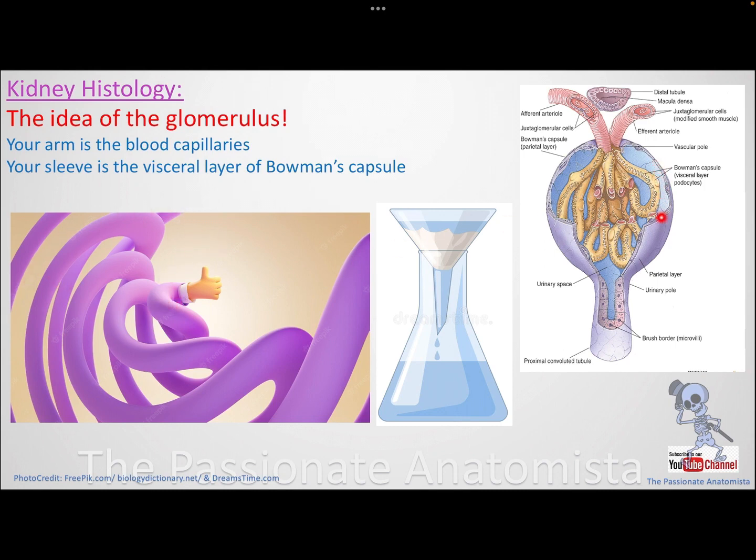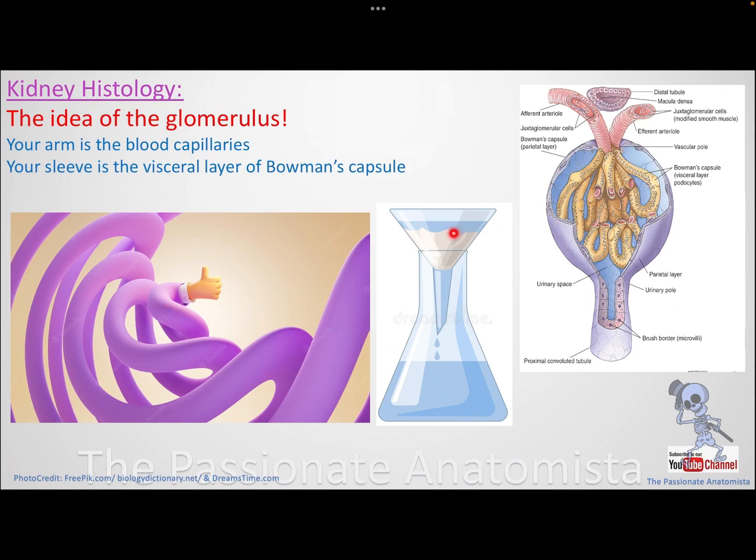So once it comes outside, it will come into the urinary space, and then it's going to be collected by the proximal convoluted tubule. Okay, so you are going to filter that blood, but I just want you to understand that your arm is the blood capillary, it's the glomerulus itself, and the sleeve outside is basically the visceral layer of Bowman's capsule. And we're going to talk about the cells, I think, in the next slide.